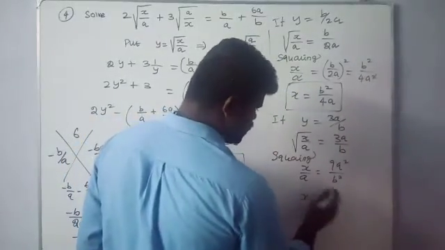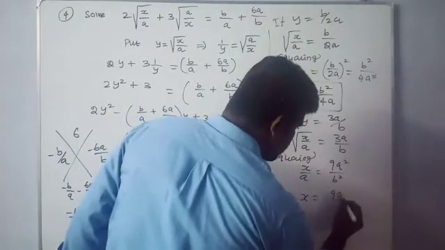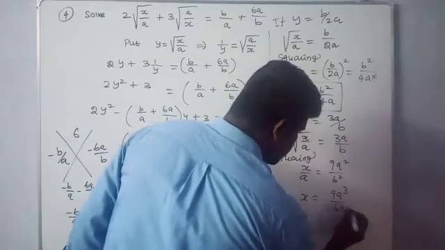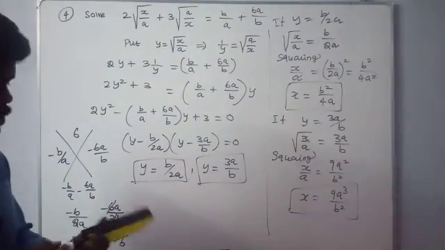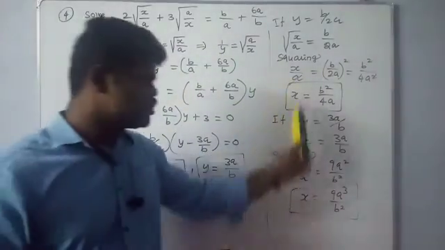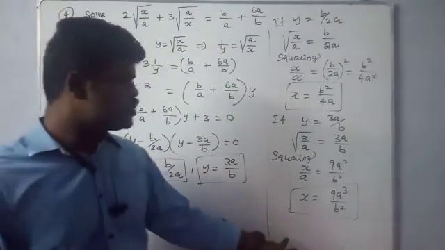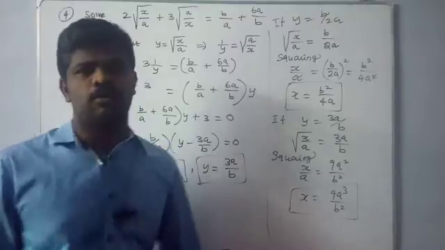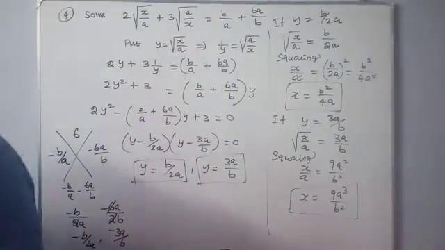and x is equal to, take a to multiply this term, 9a cube divided by b square. So these two values are the required roots. So we can write the roots are this value and that value. Okay, refer to the sum and we go to another one.